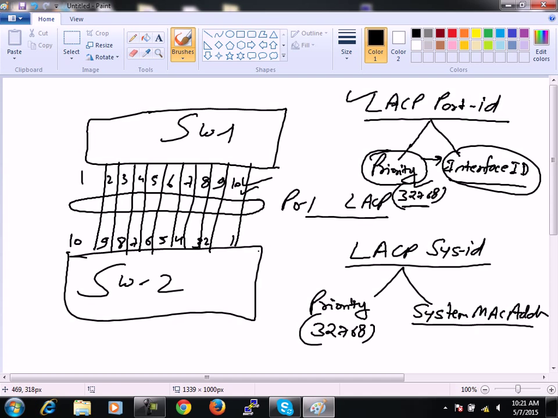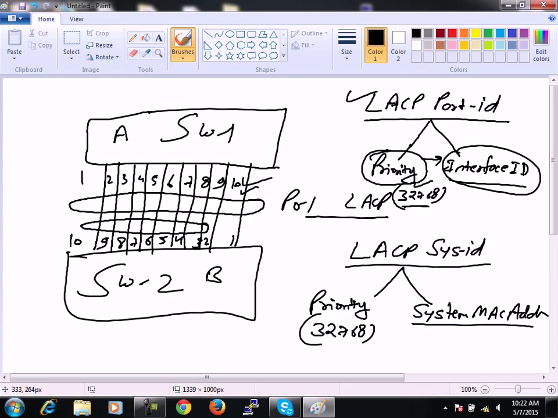Of course, either switch 1 or switch 2 will be having the best system ID. Let's say switch 1 is having the best system ID. Let's say its MAC address was A and the MAC address of switch 2 was B. So in that case, because switch 1 is having the lower LACP system ID, switch 1 will be responsible to elect your active ports. So if switch 1 says that first 8, it means switch 2 has to negotiate with switch 1 now. So first 8 will be responsible to participate in your EtherChannel actively. Have you understood it now?